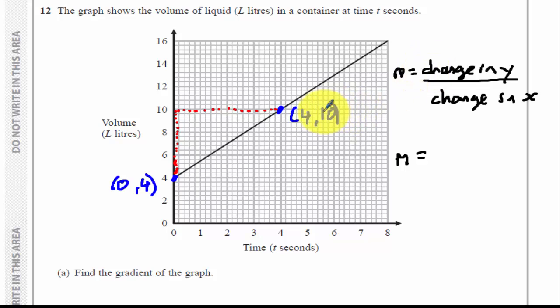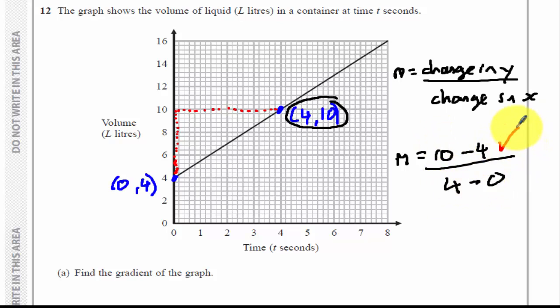So the change in the y value, in order to keep my numbers positive, I'm going to use this equation first. So I need to use it first for both the y and the x-axis. So the change in y will be 10 take 4 over a change in x, which is 4 take 0. Getting to this point, pick up your first mark, working it out, so 6 over 4 or 1.5 is your second mark.